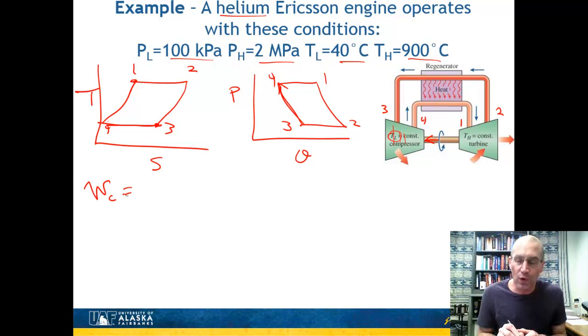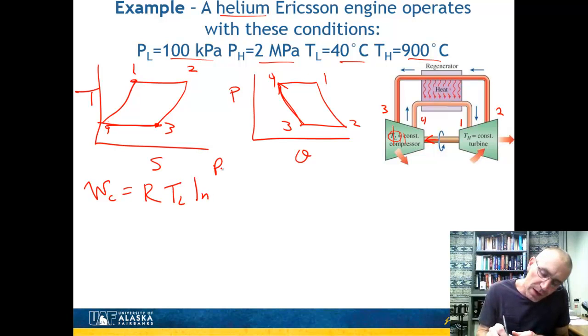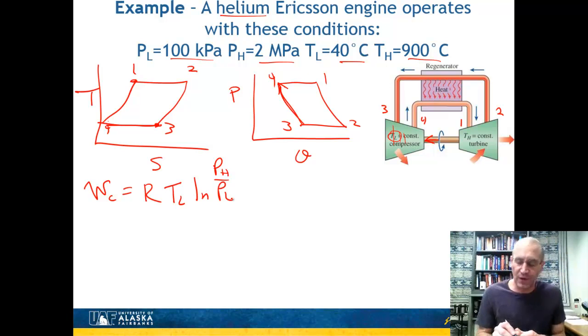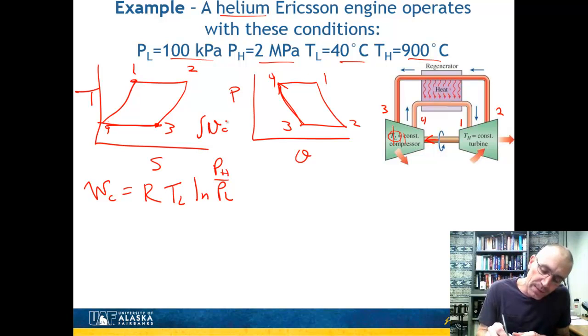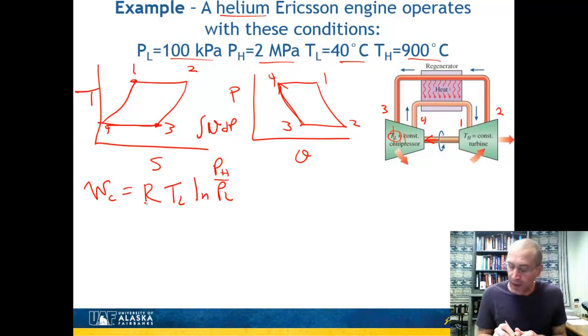If you remember, the work of a reversible compressor, if the temperature is constant, ends up being R times TL times the natural log of PH over PL. So go back to chapter 7 and review that if you don't remember where that equation came from. What we did is we integrated V dP for an ideal gas to end up with that right there.